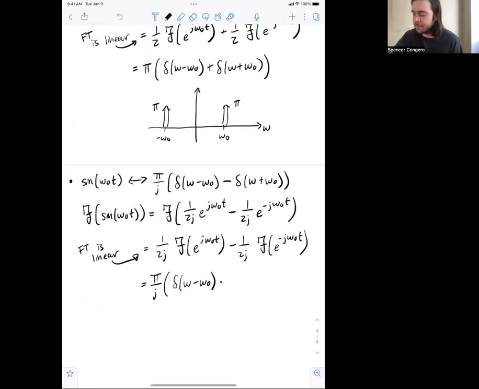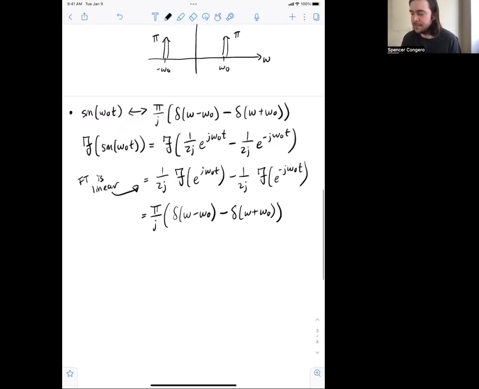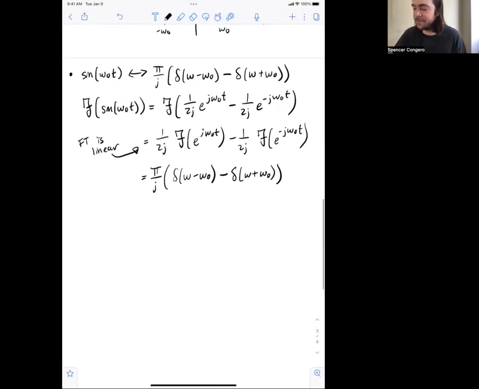And then I'm going to have a minus a similar thing, right? The Fourier transform of this is 2 pi times delta of omega plus omega naught. The 2 will cancel there. I'll be left with a pi divided by that j. And I'm just going to have a delta of omega plus omega naught here. Same as above, pretty similar, same process. So that's the Fourier transform of the sine function.